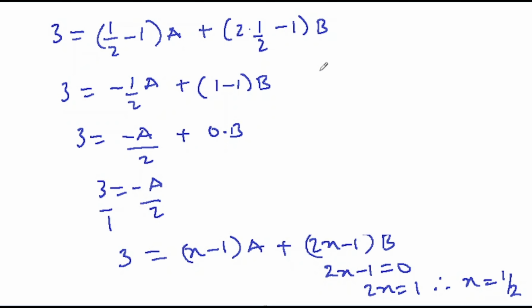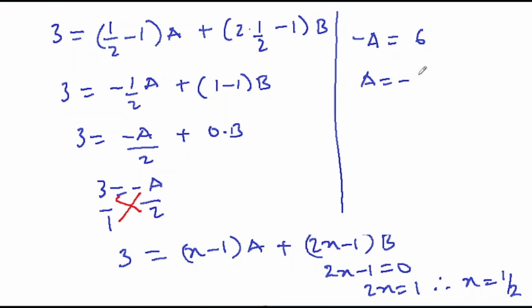At this point we are going to cross multiply. That gives us negative A equals 3 times 2, that's 6. Divide both sides by negative 1, then A is going to give us negative 6. So let's keep that here.